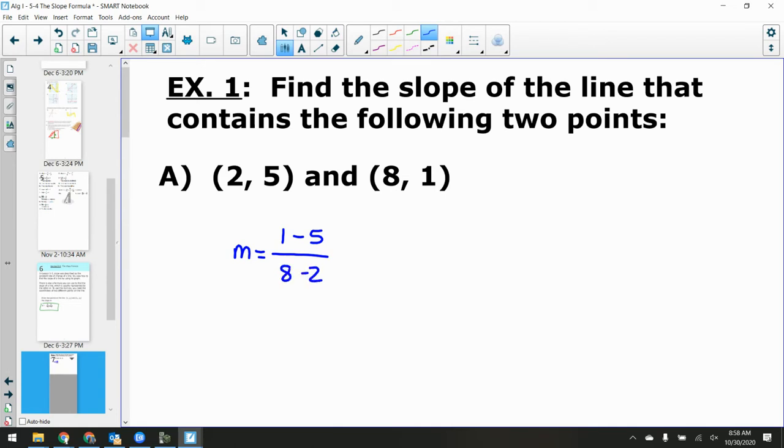Always write it out, because chances are if you try to skip steps, you'll drop a negative somewhere along the way. So that means 1 minus 5 is negative 4. 8 minus 2 is 6. Can I leave it like that? What do I have to do to that fraction? Simplify it. Negative 4 over 6, they both have a common factor of 2. Divide out the 2, negative 2/3. That's my slope.